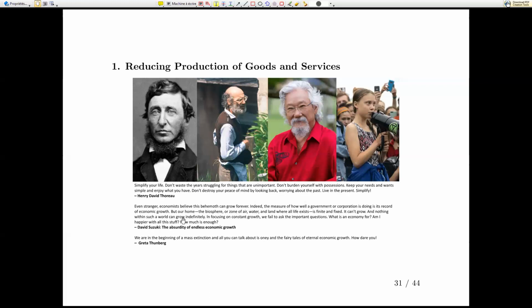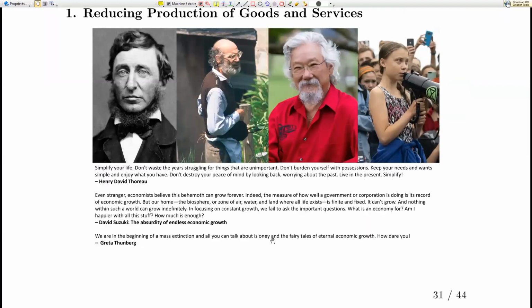David Suzuki. Again, he's talking about the fact that the idea of eternal economic growth is absurd. How much is enough? And she is Greta Thunberg. I hope you know who she is. And this is one of her statements again: we are in the beginning of mass extinctions, and all you talk about is the fairy tale of eternal economic growth.